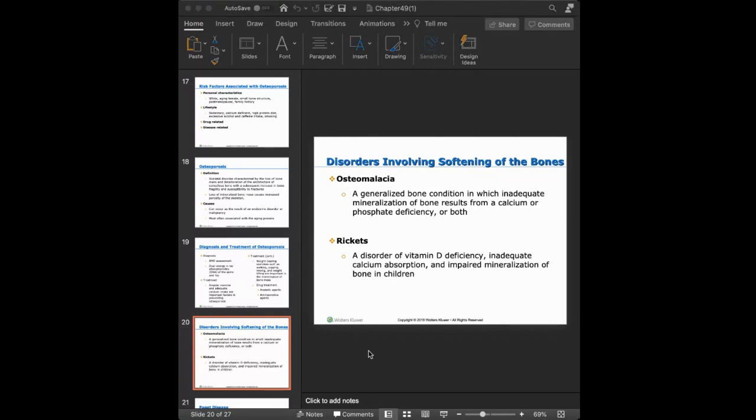Exactly. So we see this in poverty-stricken areas, not so much in the United States anymore, but in other areas where patients get inadequate nutrition or nutrients. We often will see both osteomalacia, because there's a lack of calcium and phosphorus in the diet, and we'll also see rickets because the patients have inadequate calcium absorption and lack vitamin D.